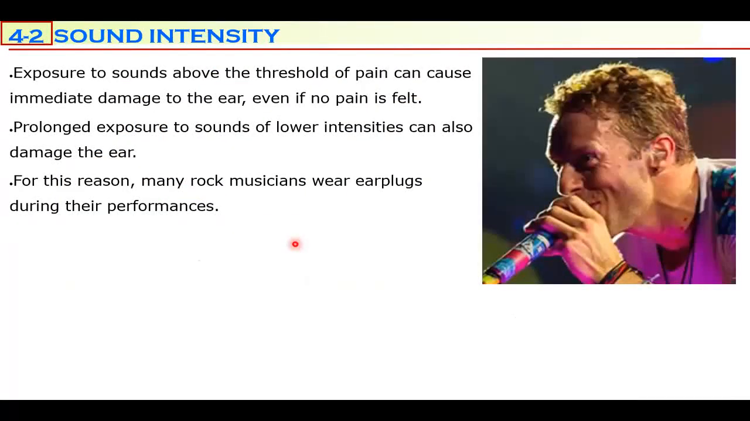Exposure to sounds above the threshold of pain can cause immediate damage to the ear, even if no pain is felt. Prolonged exposure over a longer time to sound of lower intensity can also damage the ear. For this reason, many rock musicians wear earplugs during their performance, because high intensity sound is really dangerous. You shouldn't listen to music at high intensity in your headphones either. You should be careful. It can be dangerous. You can damage your ear.